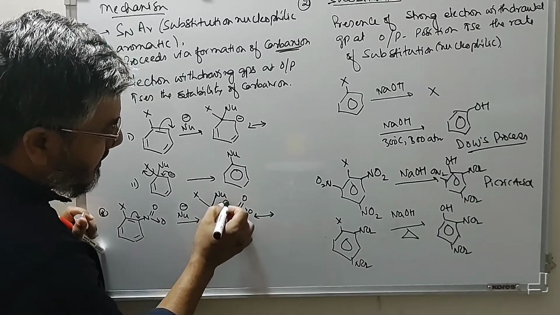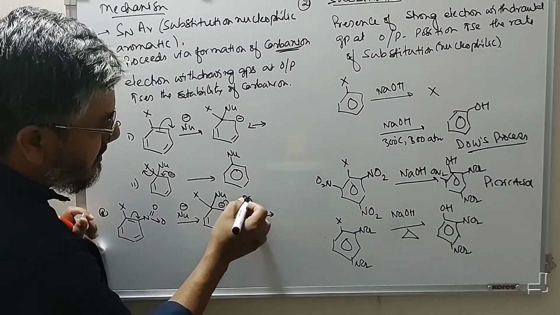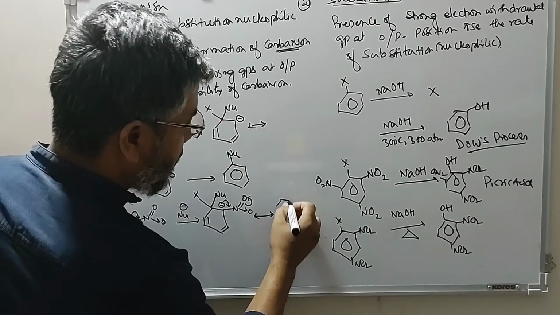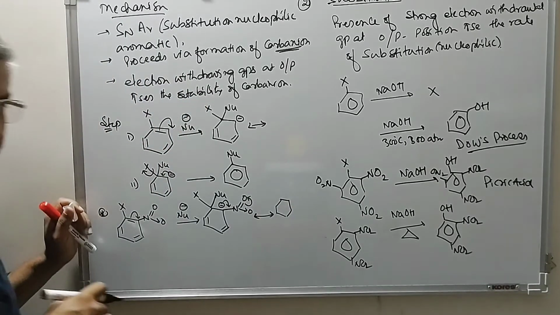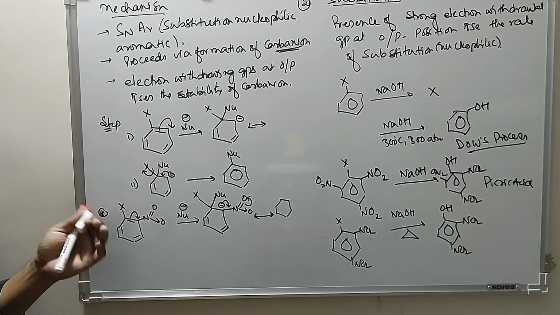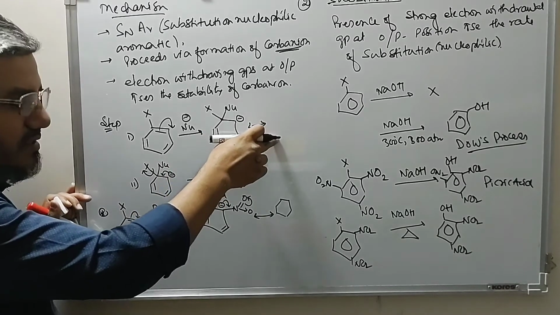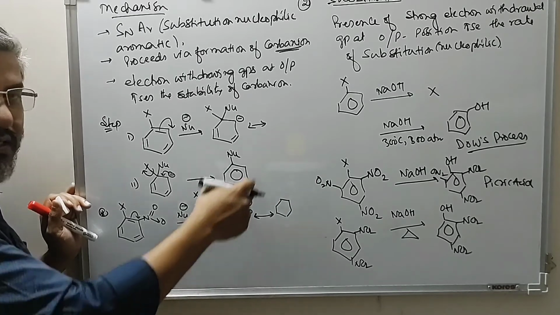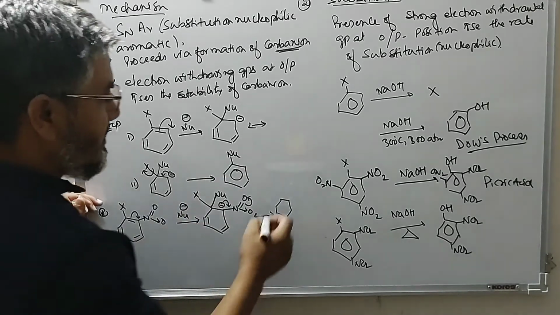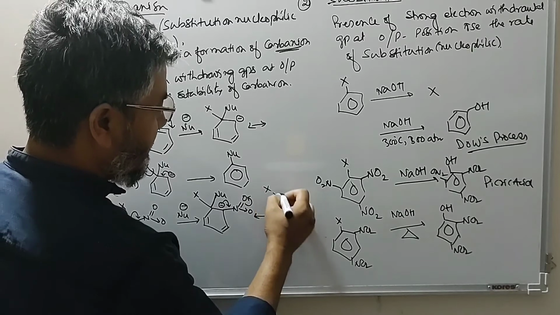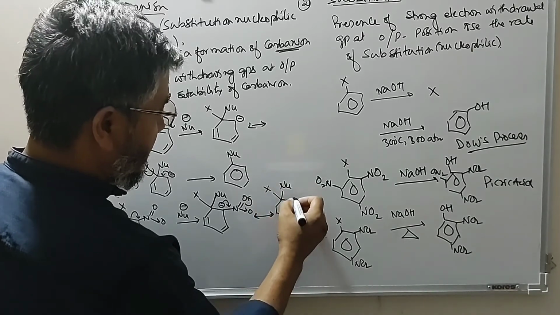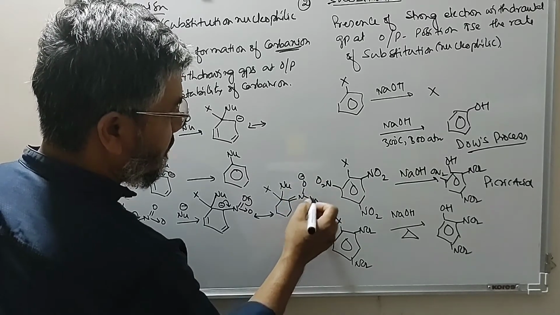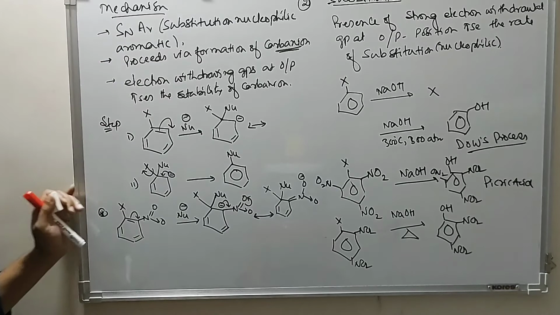So this can be stabilized by resonance through the electron withdrawing group. Because of this, there are extra additional resonating structures. Apart from this normal resonating structure, there are some extra resonating structures from this external resonance. Because of this, the stabilization of the carbanion is increased. So this is the reason why we require a strong electron withdrawing group at ortho and para.